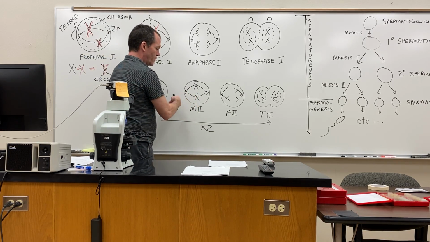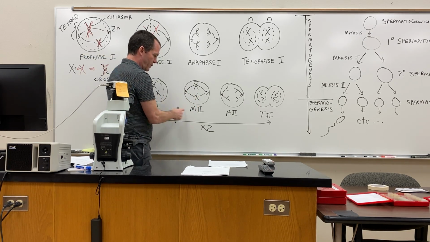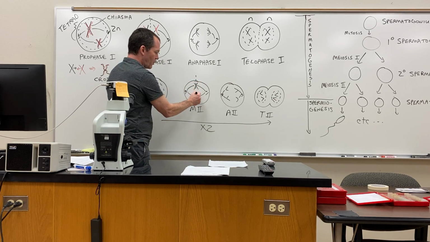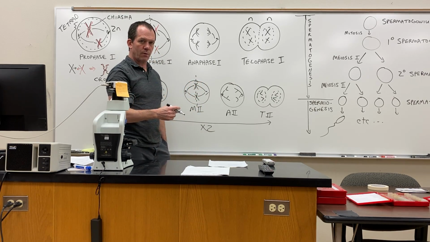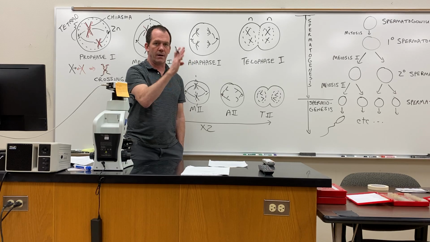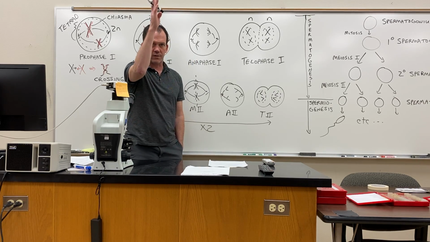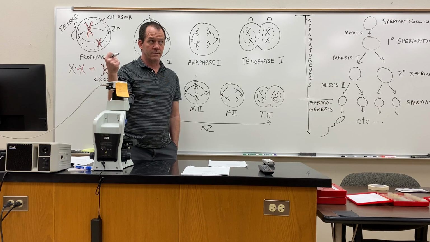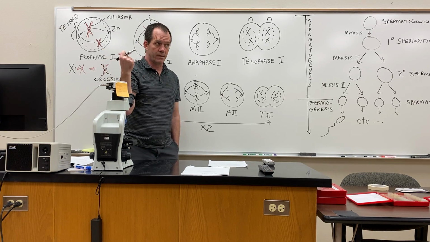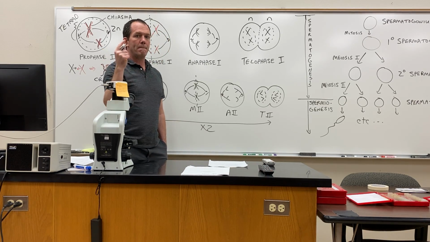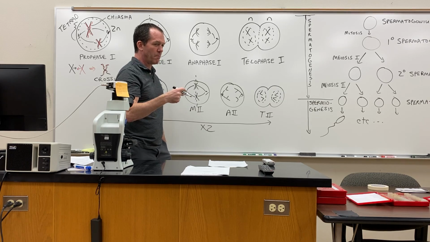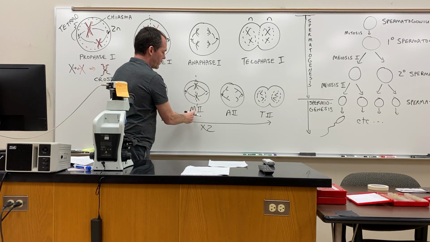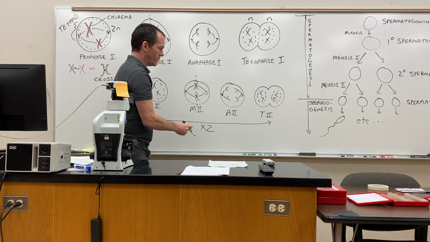Metaphase II, here's that equator again. But now you see that the chromosomes aren't lined up side by side, they're lined up single file. So if you see a single file line, you're dealing with either mitosis, which we dealt with in the previous semester, or the second division of meiosis, meiosis II. So that's why you see metaphase II.